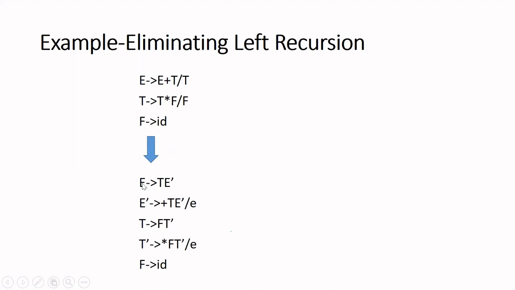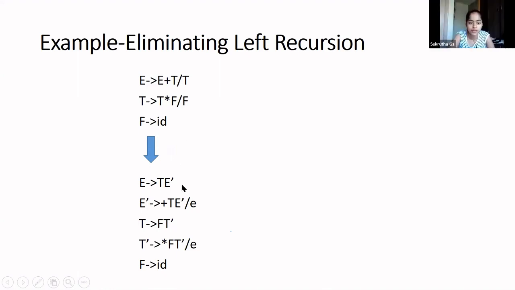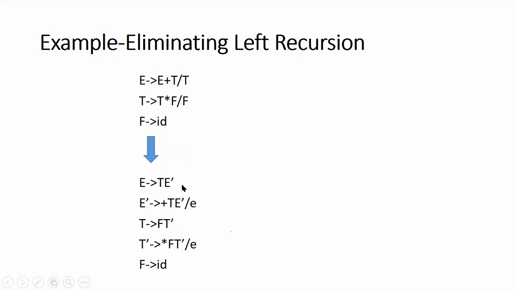When you rewrite that, A derives beta A dash. Here E is A, so E derives, what is beta? T is beta. So E derives T E dash. And E dash derives alpha E dash or epsilon, that is, plus T E dash or epsilon. Is that clear?